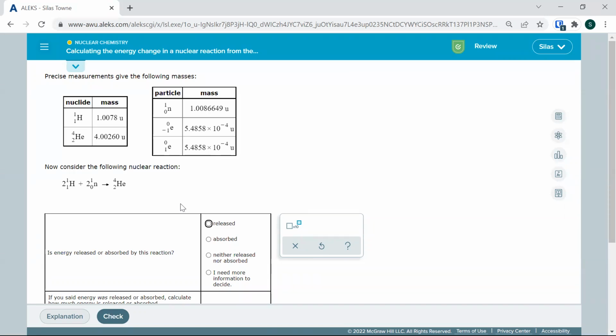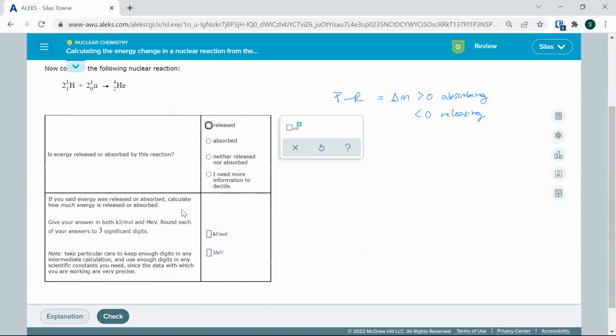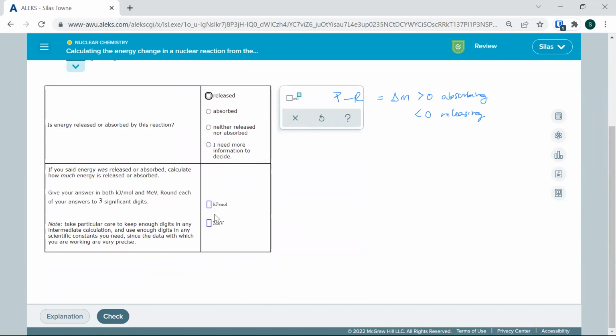And if we subtract the products from the reactants to get that change in mass, if it's greater than 0, it's absorbing energy. So the products are larger than the reactants. If it's less than 0, it's releasing energy. So that's what we're going to solve for first. And then if we scroll down here, we can see that we're going to calculate exactly how many kilojoules per mole and how many MeVs we get.